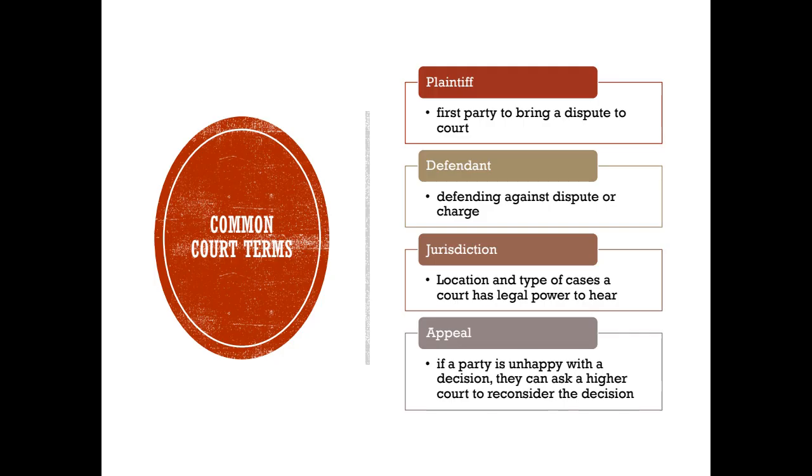So some of the very basic common terms you're going to want to know when you get started with Kentucky court history, or court history in general, are just a few of the common terms that are going to pop up. There's the plaintiff, which is the first party to bring a dispute to court. This is the person that has the problem. So this is who is going to bring it before the judge and say, I have a problem. And then the defendant is the person who is there to defend against that dispute or charge. So this is the person who they have an issue with for some reason.